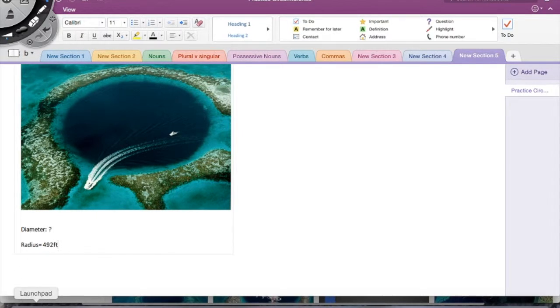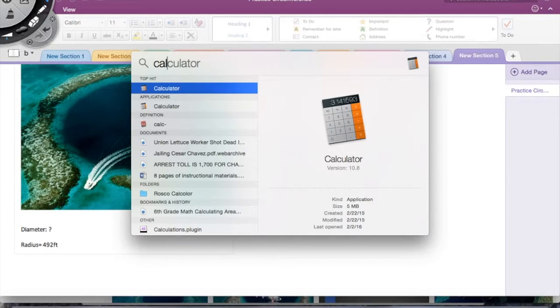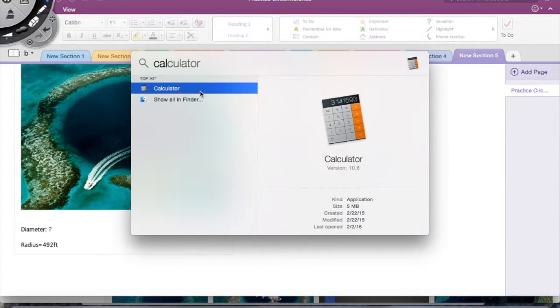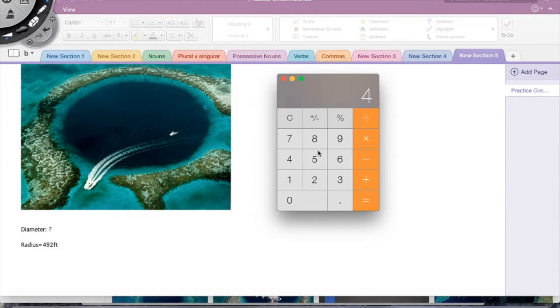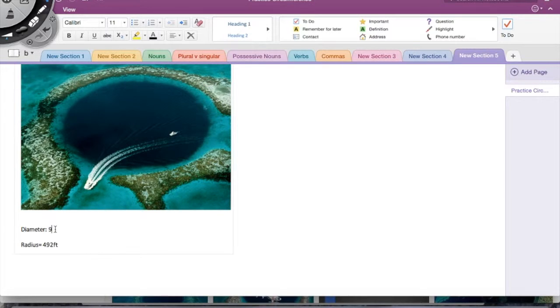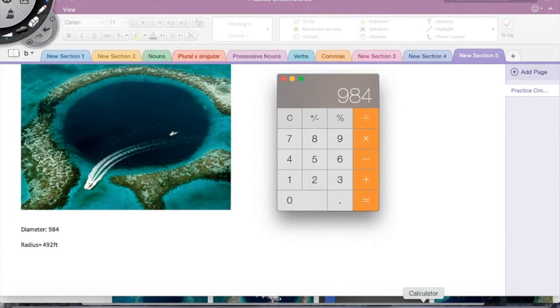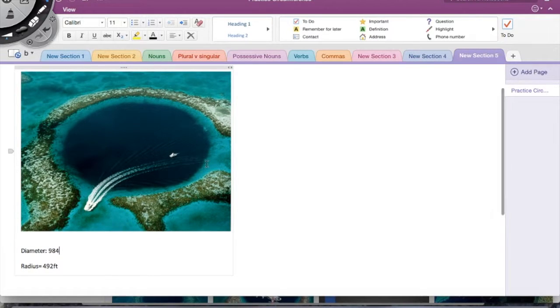So to figure that out, I'm going to give you a second. Pause the video. How could we figure out, if we know the radius, what the diameter would be? Okay, did you think? Here's what I'm going to do. I'm going to pull up my calculator. Okay, 492. And we figured out something that we learned in class, right? Radius times 2, which is another way of saying if you double the radius, you're going to get the diameter. So now we have the diameter, which is 984 feet.